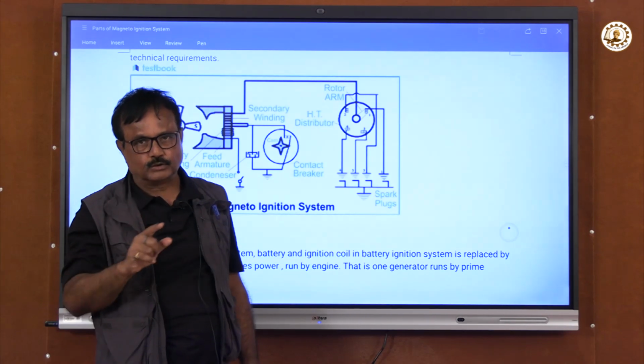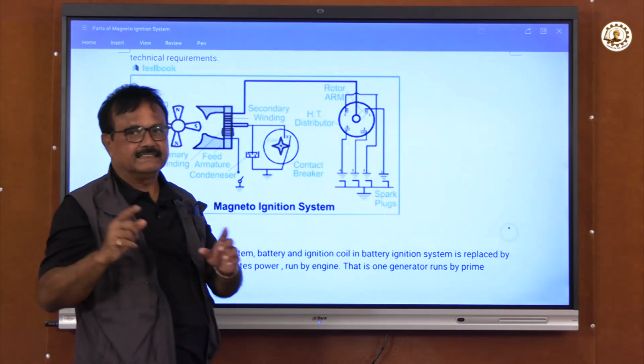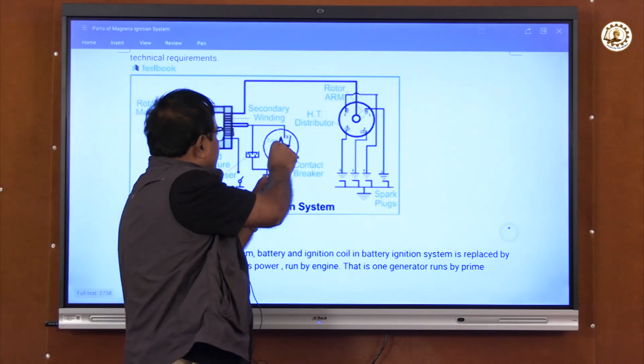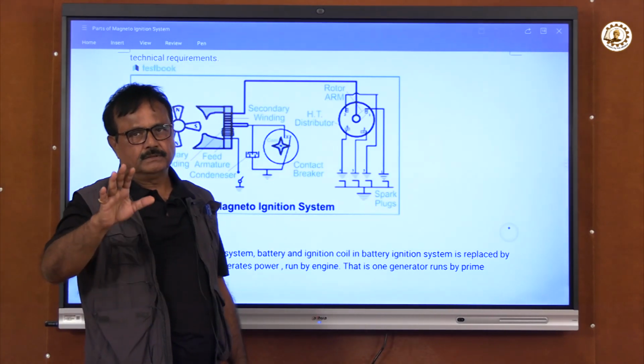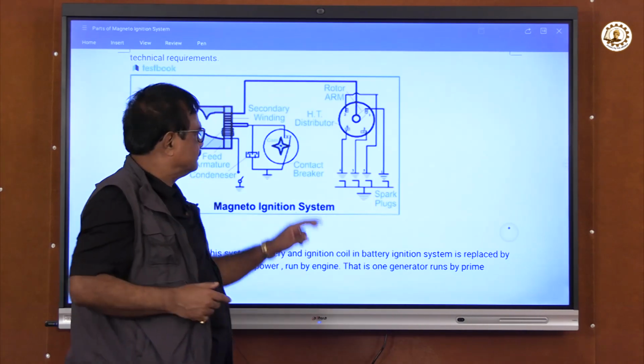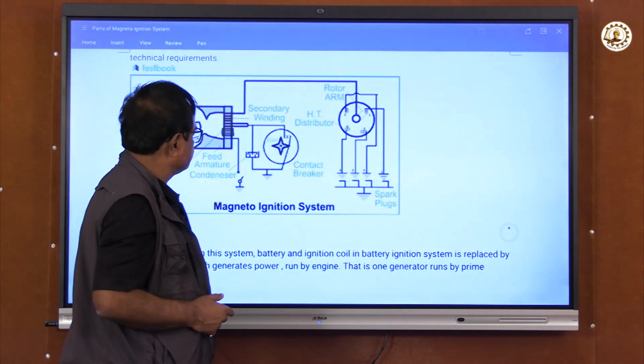When the cam is rotating, if it is a 4 cylinder there will be 4 edges. If it is a 3 cylinder, there will be a triangular shape. So this is the cam, which is an integrated part of the engine. From the engine drive, it is taken with a gear and this cam is rotated.